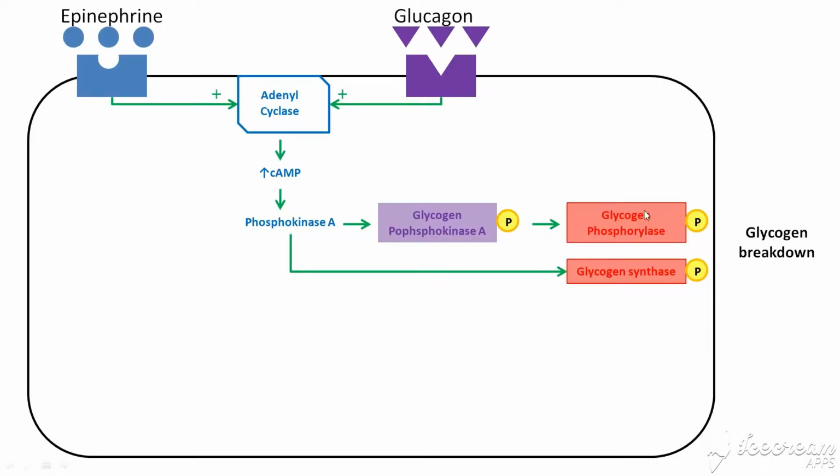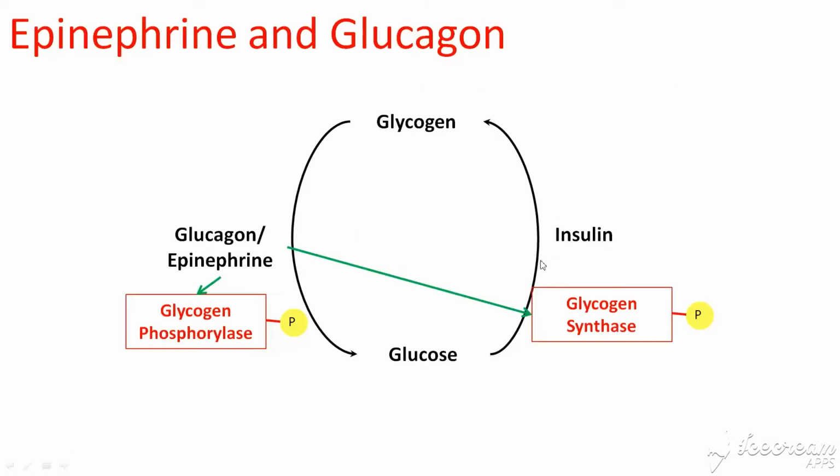Okay, so now we're going to look at the effects of epinephrine and glucagon on the cellular level. So when epinephrine or glucagon bind to their respective receptor, they're going to stimulate adenyl cyclase. When adenyl cyclase is stimulated, it's going to increase the cyclic AMP, and it's going to lead to activation of the enzyme phosphokinase A. Now, from the name, phosphokinase A means that it's going to phosphorylate. So phosphokinase A is going to phosphorylate an enzyme called glycogen phosphokinase A, and it's going to activate it. The enzyme glycogen phosphokinase A is then going to phosphorylate glycogen phosphorylase. Now, remember, glycogen phosphorylase is going to be the main enzyme that is used in glycogen breakdown.